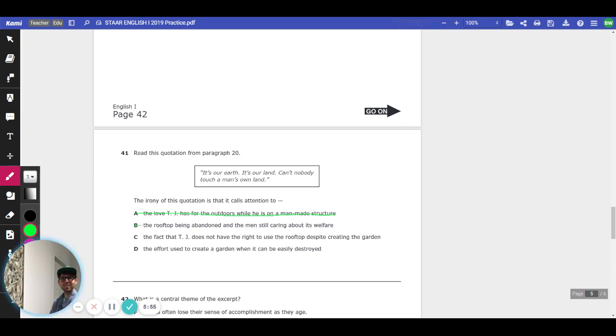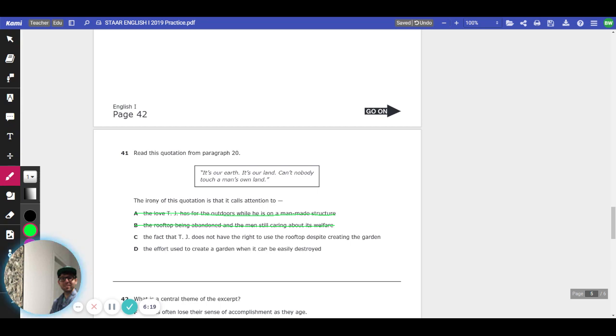And the men don't really care about the welfare of the roof so much anyway. They're worried more about their structure being destroyed. The fact that TJ does not have the right to use the rooftop despite creating the garden, I think that matches with the quote, right? It's our earth, it's our land. Well, it's actually not. It's the land of the owners of the unnamed man.